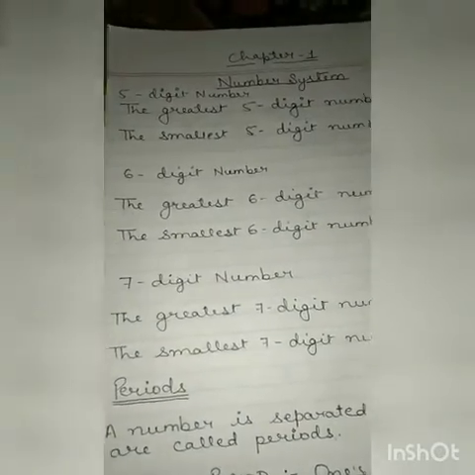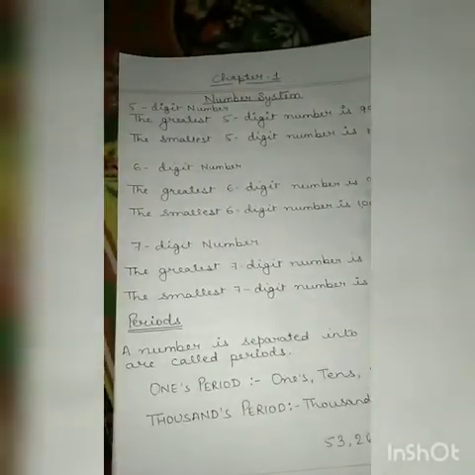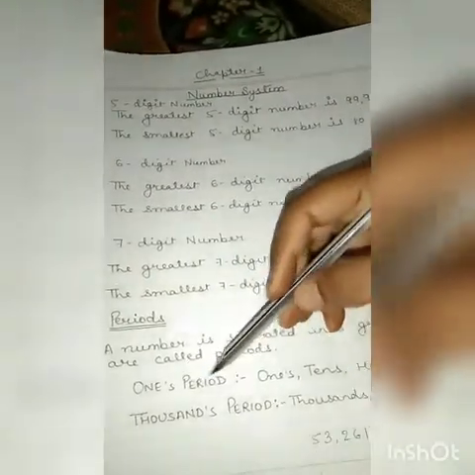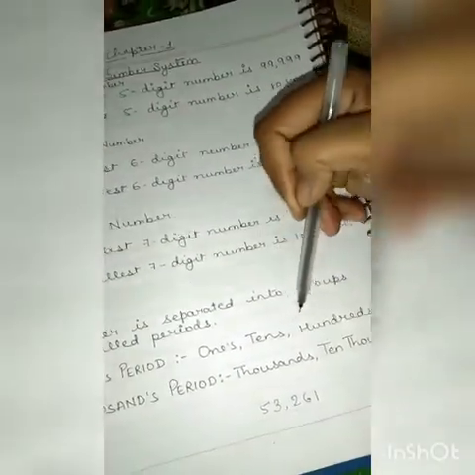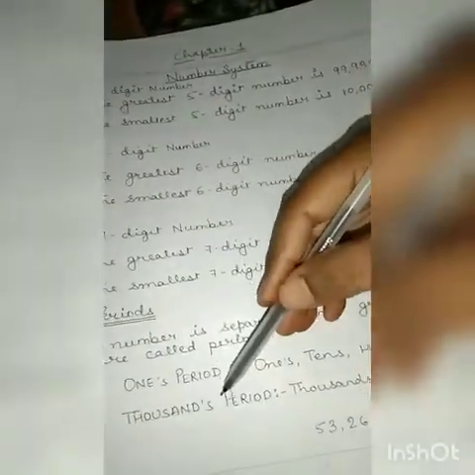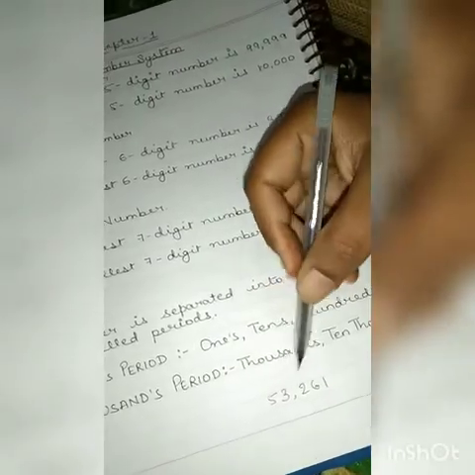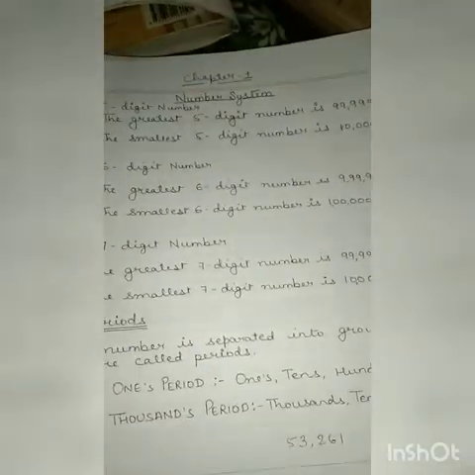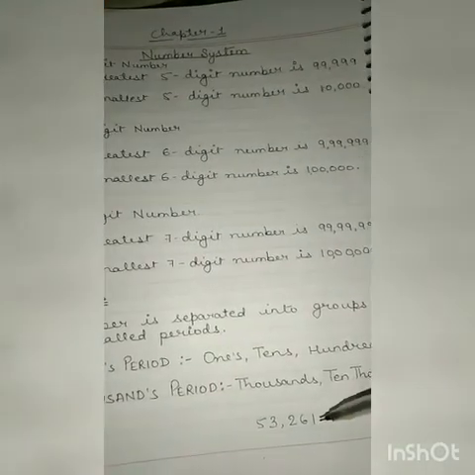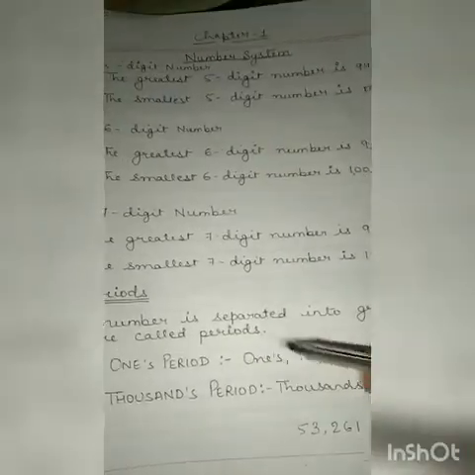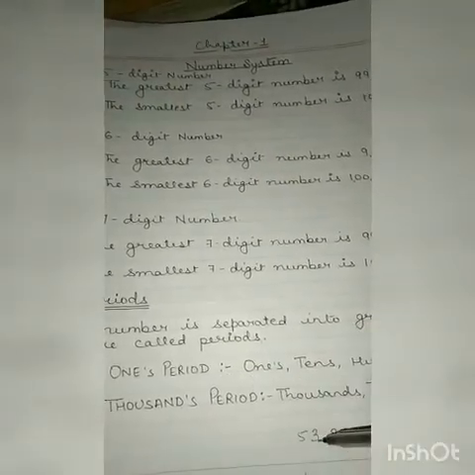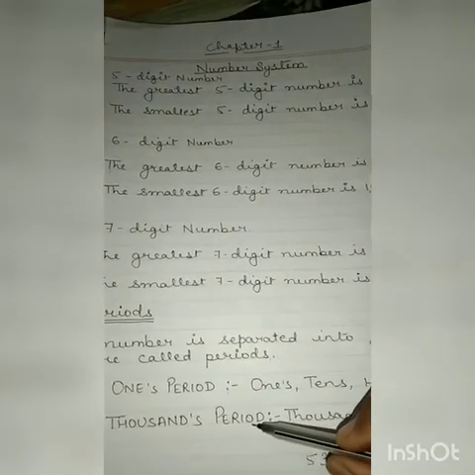After that we discussed periods: a number separated into groups is called periods. There are 2 periods, ones period and thousands period. Ones period contains ones, tens and hundreds. Thousands period contains thousands and 10,000. Suppose the number given is 53,261. Then 261 will be in the ones period and 53,000 will be in the thousands period. Okay.